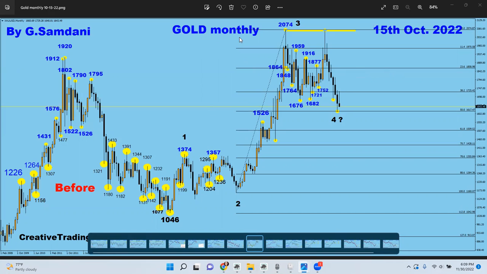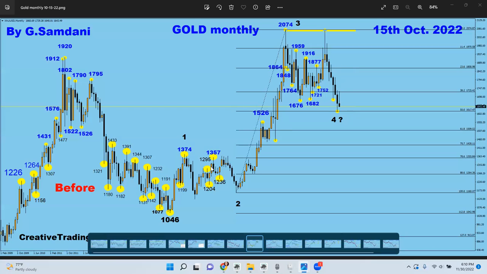This is the gold monthly chart I made on October 15th. And this is the Elliott wave count here. You can see it's like wave 1, then A, B, C correction wave 2. This is wave 3, then A, B, C correction for wave 4. I said this is where it's going to end. Wave 4 ending here? Yes, it was ending here.